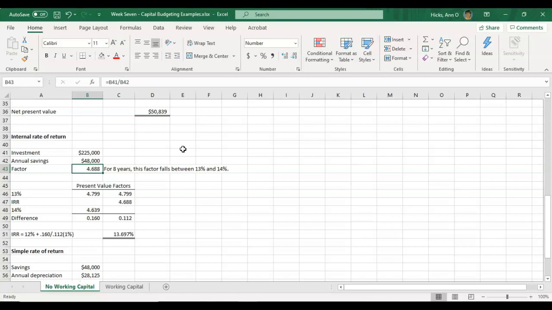Now, we could just stop there. That's clearly in excess of a required rate of return of 8%, so it would meet our criteria. We can, however, extrapolate and determine the exact rate of return that we are earning. To do that, we'll take 13%, which is the 4.799 factor that came straight off the table, our IRR factor, which is 4.688, and then 14%, which is the factor of 4.639. Now, we take the difference between the factor at 13% and 14%, and then the difference between the factor at 13% and our IRR. This should be 13%.